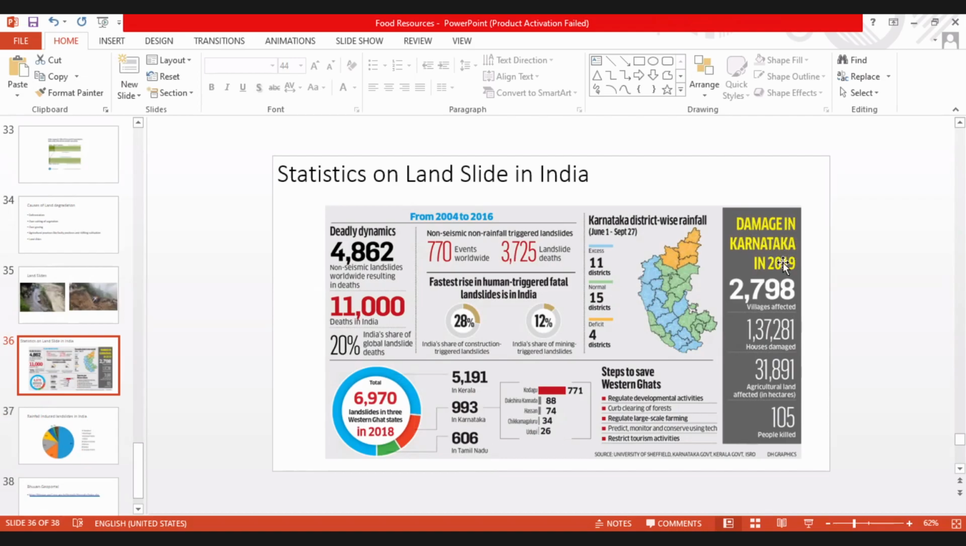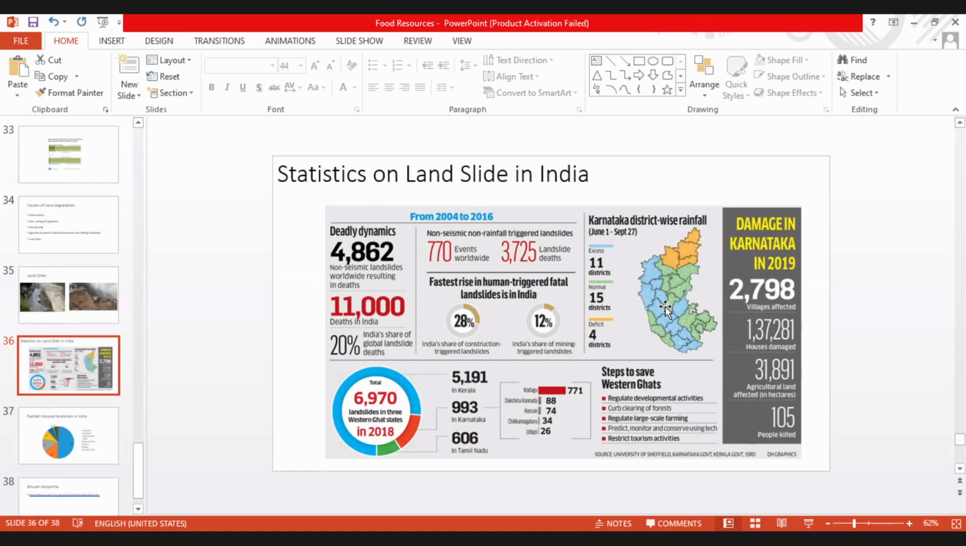So damage in Karnataka in 2019 is 2,798 villages, houses damaged, people killed. So basically, all these factors have a lot of effect on human life. Okay, landslide has got a lot of effect on human life. Now, what is the basic reason for landslide? See, there are two reasons. First is the seismic reason, that is your earthquakes. Okay, so earthquake-triggered landslides एक factor है. दूसरा factor है your rainfall or monsoon trigger.